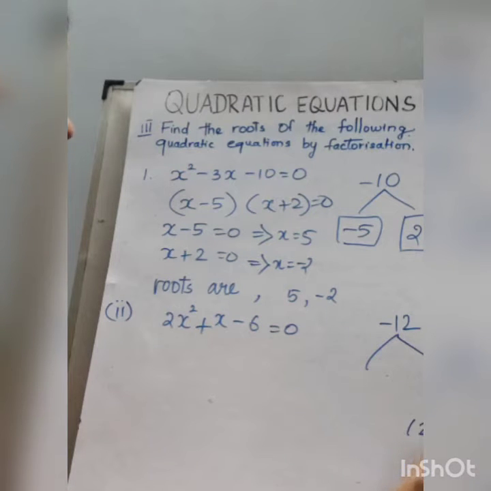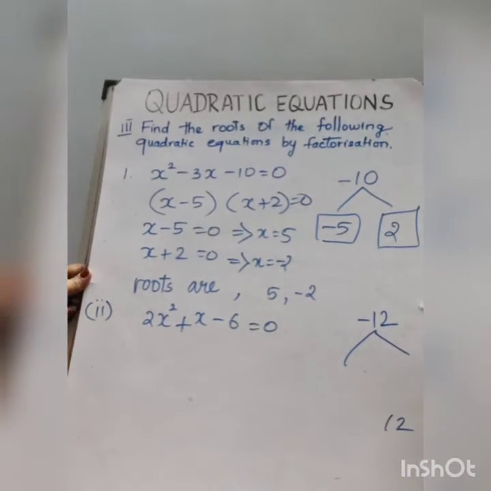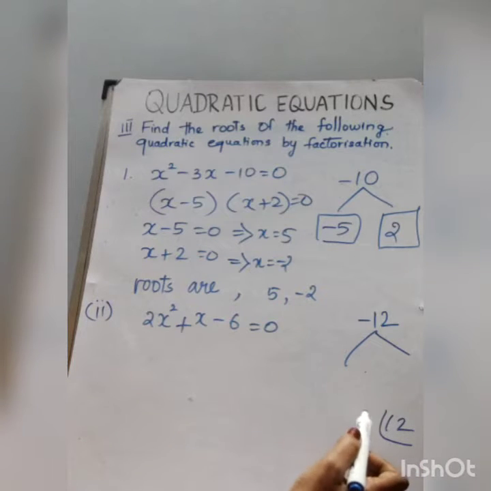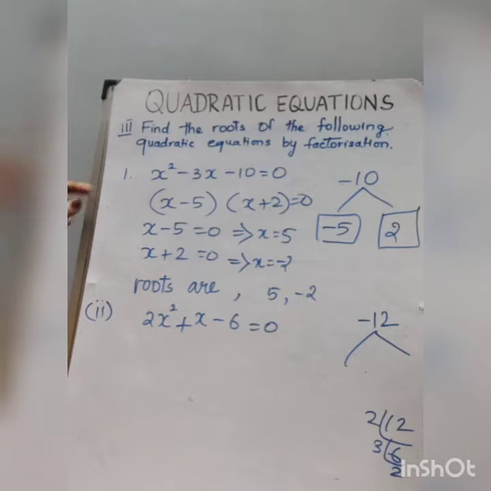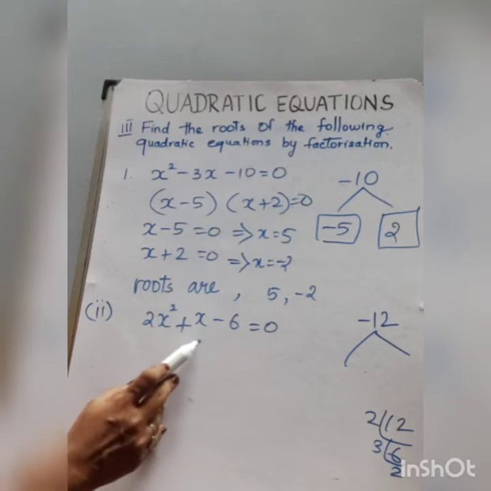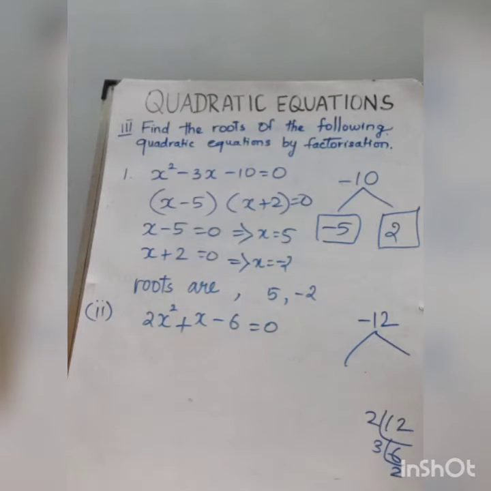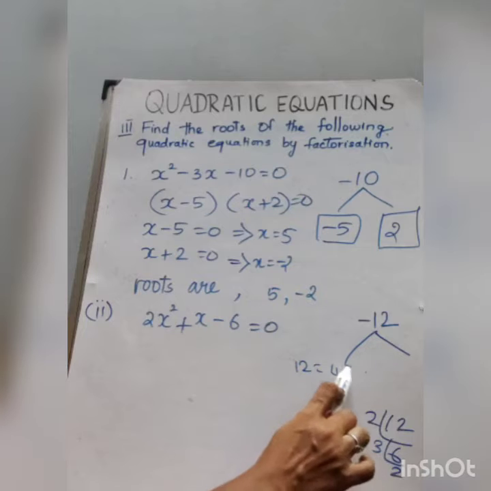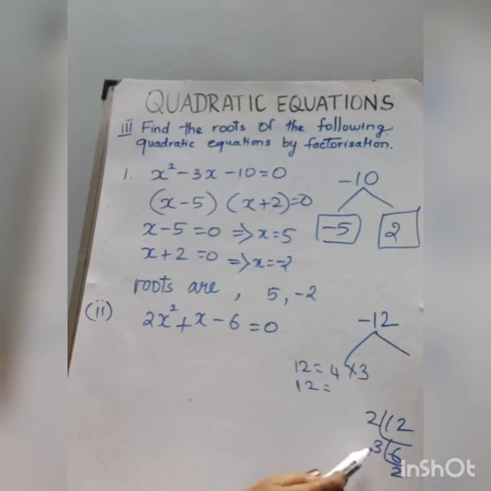So you can factorize 12. If you factorize 12, you will get 2 times 6 and 3 times 4. Here 12 can be written as the combination of 4 into 3 or 6 into 2, anything. But we should get the sum as 1 and the product should be minus 12. That is, if I see the combination 2 into 2, 4, 4 into 3, 12.